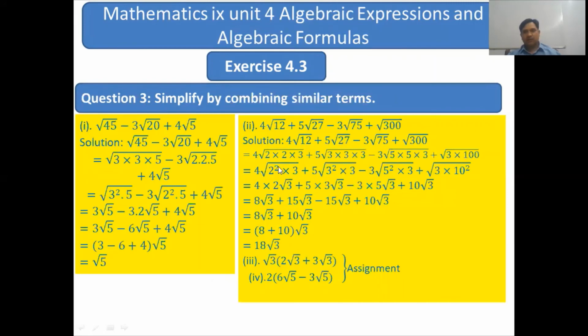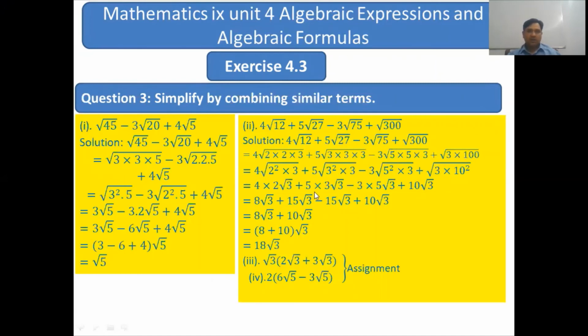So 4 multiplied by 2, this 2 we take outside the radical sign. From here we can take 3 outside the radical sign. From here we can take 5 outside the radical sign, and here we can take 10 outside the radical sign. So we can write 4 times 2 is 8 square root of 3, 5 times 3 is 15 square root of 3, minus 5 times 3 is minus 15 square root of 3, and plus 10 square root of 3.